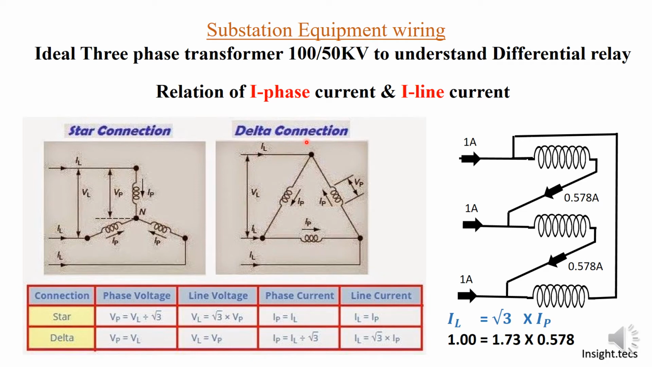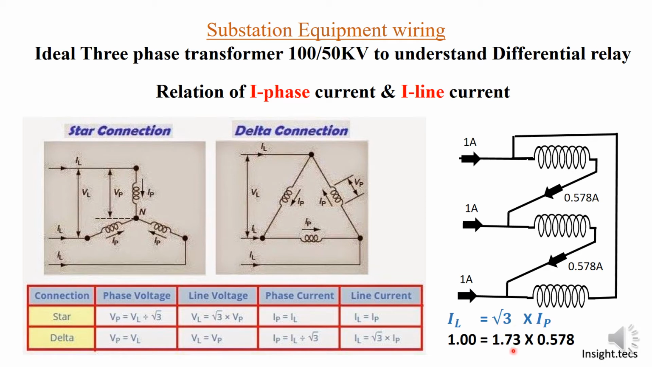Now moving on to the delta connection, you can see that I line is getting divided into two parts. If I want to calculate my value of I phase, we can calculate it using this formula: I phase equals I line divided by √3. Similarly, if I want to calculate I line, the current flowing through the line, I line will be equal to √3 times I phase. Now let us take one example. Suppose the phase current is 0.578 amperes flowing through this delta connected winding. Then what will be the value of my line current? I line will be equal to √3 times I phase.